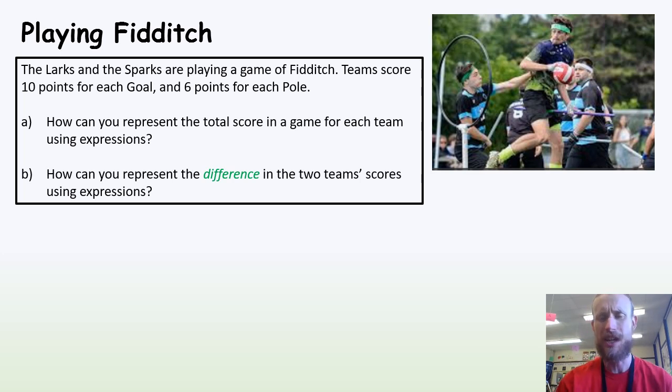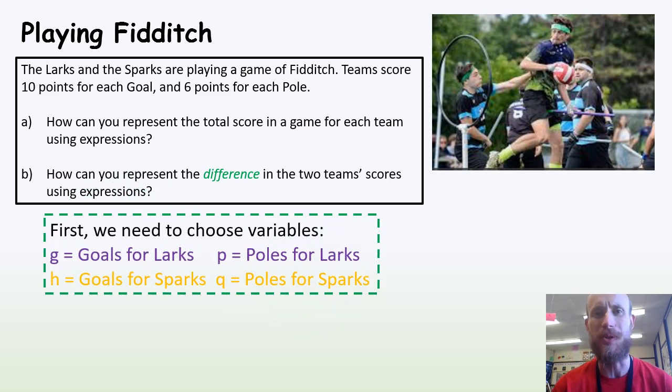We've got two questions. Part A, how can you represent the total score in a game for each team using expressions? Part B, how can you represent the difference in the two teams' scores using expressions? What do we have to do first? Well, we have to choose variables. We do not know how many of each goal and each pole each team has scored. So it's an unknown quantity. We have to have 4 variables, which we will see.